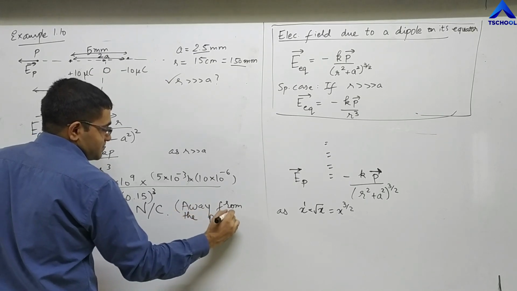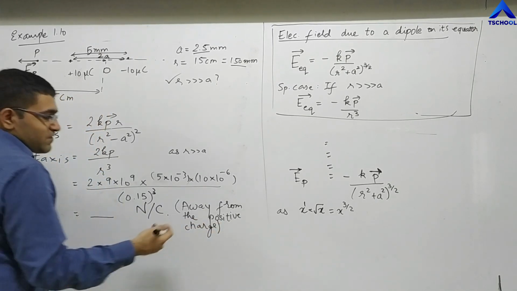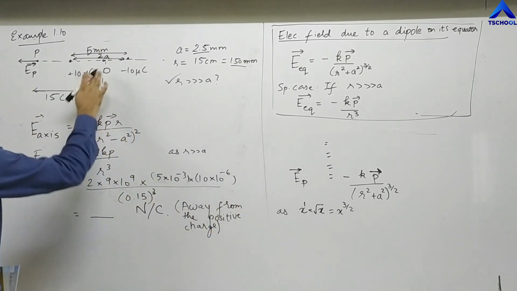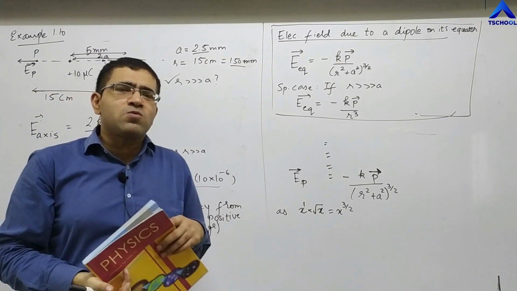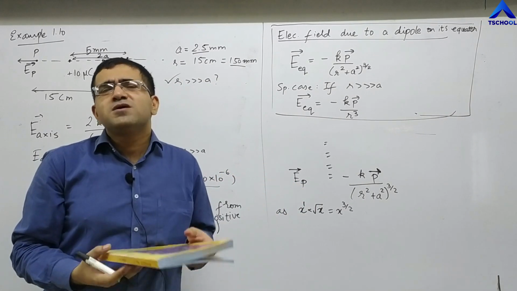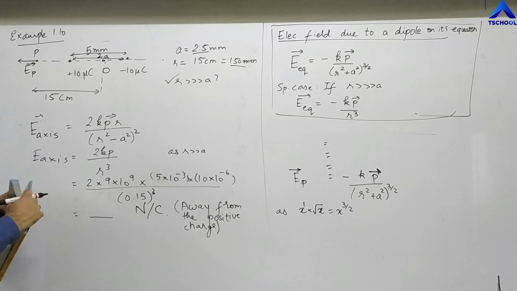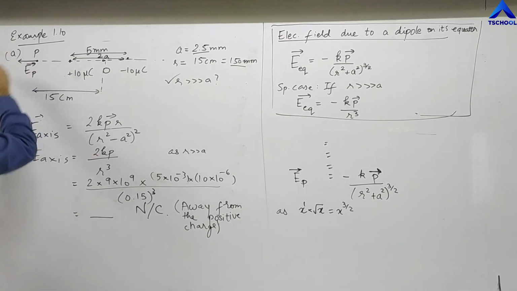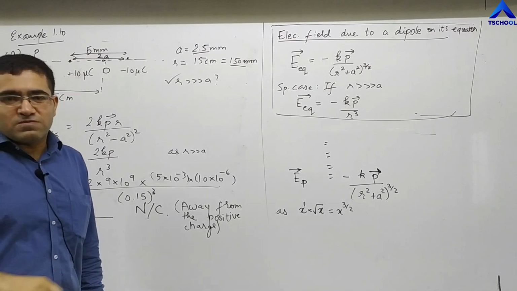positive charge. You could also write it as away from the center of the dipole, or you could write it in the direction of the dipole moment. There are so many ways to express the same idea, right? So that's about part A actually. Part B is remaining. That's what we'll do now.